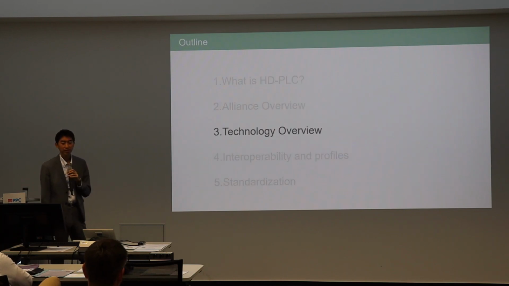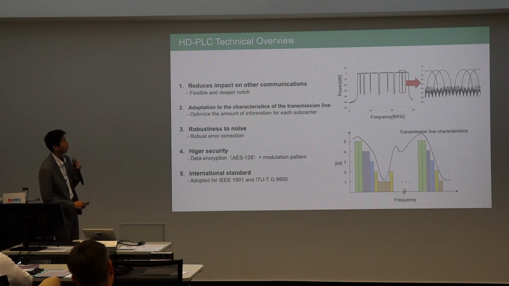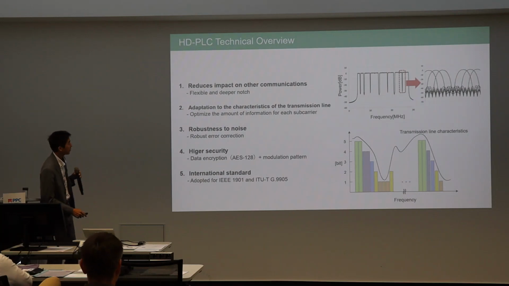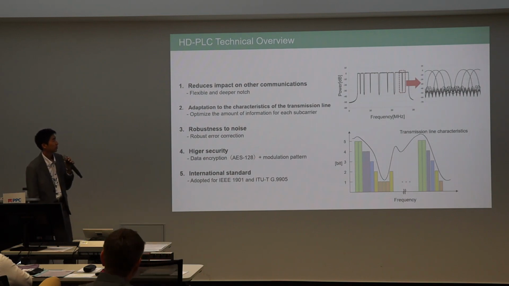Next, I will explain the technical overview of HD-PLC. Here are 5 features. The first is the ability to reduce impact on other communication. A flexible and deep notch can be inserted at any frequency, like this. The deep notch is about 35 decibels. The second and the third are adaptation to the characteristics of the transmission line and robustness to noise.